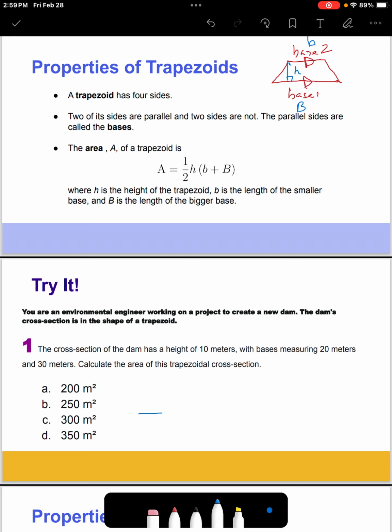So a cross section of a dam looks like a trapezoid. The height is 10. The bases are 20 and 30. So the area is equal to 1/2 of 10 times 20 plus 30. It'll be 5 times 50, or 250 meters squared.